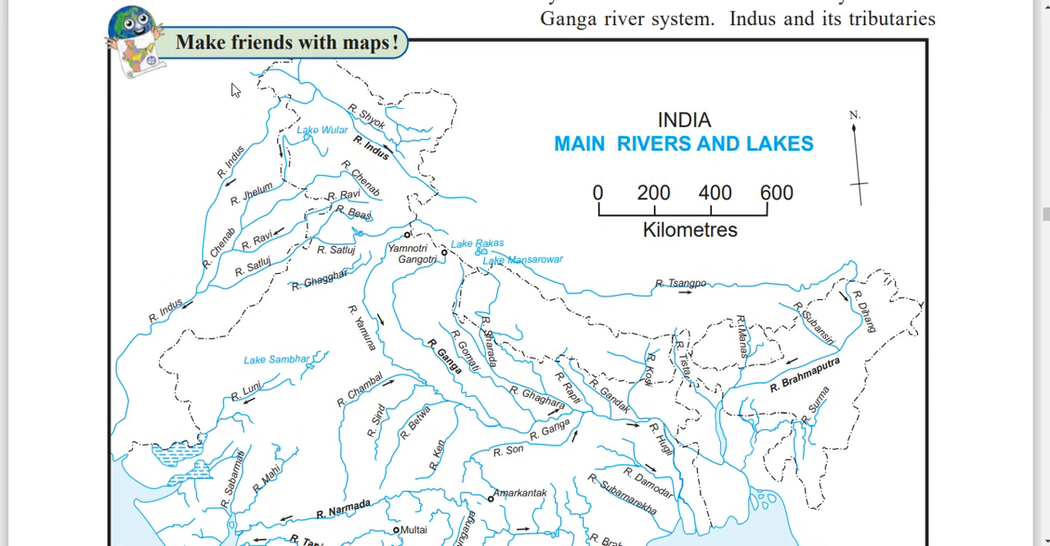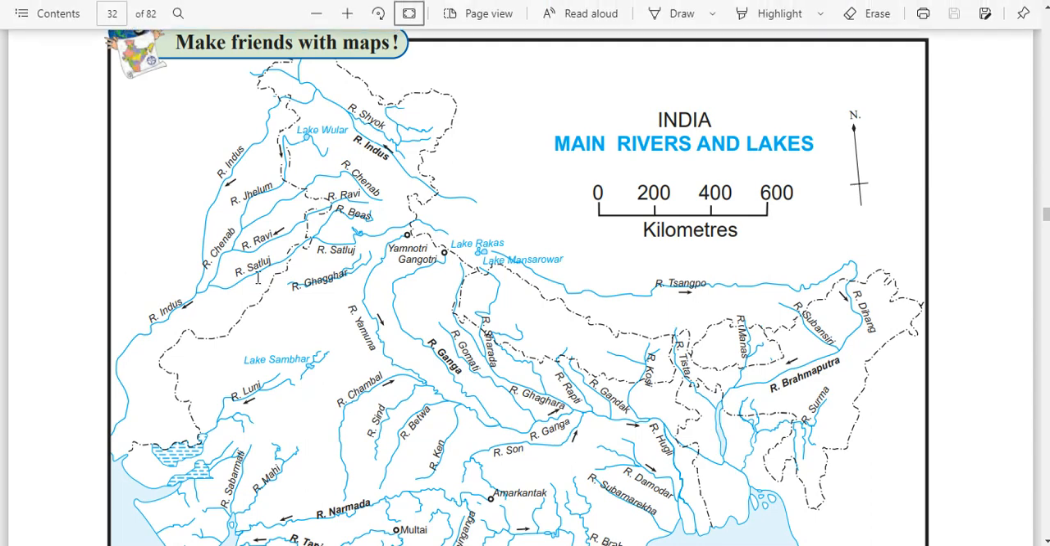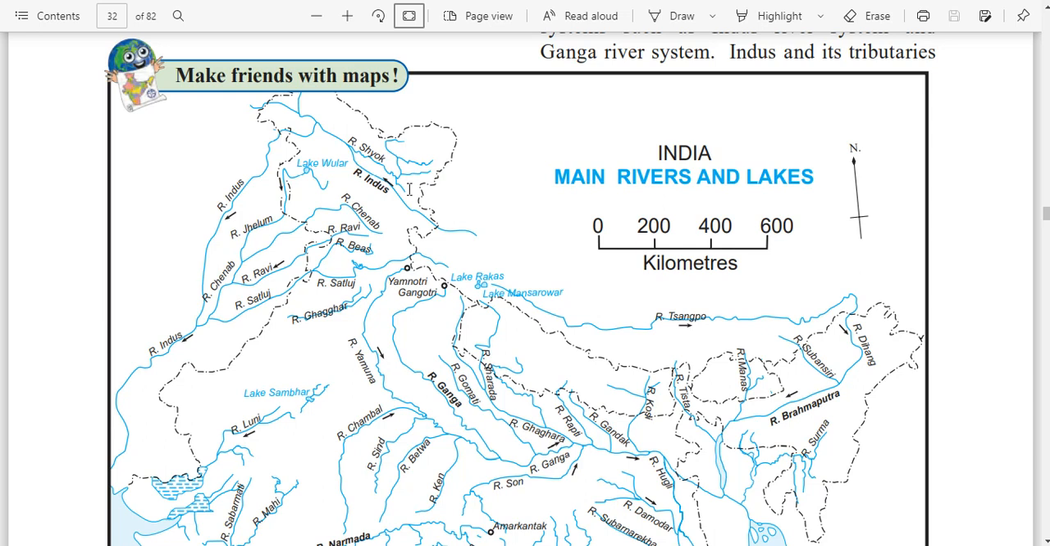Starting from here, make friends with maps. In the west, northwest side, these rivers are there, and this flows to Pakistan. River Indus is in Pakistan now, and these are the rivers which go to Indus River. Indus River is starting from here, from China. It is coming to Jammu and Kashmir and going to Pakistan.